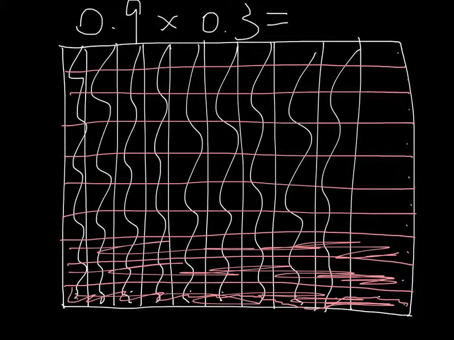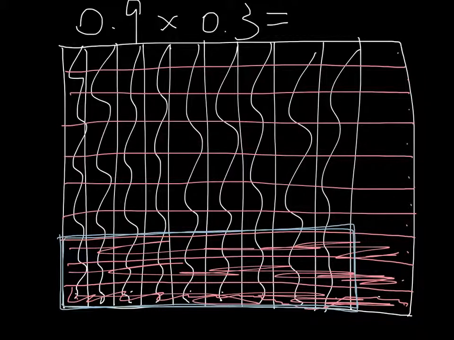Finally, count the number of squares that you shaded twice. Okay, I'm gonna use another color to represent this. It's this area. In this little area, I shaded them twice. Okay, now let's count. How many little squares are in my area?